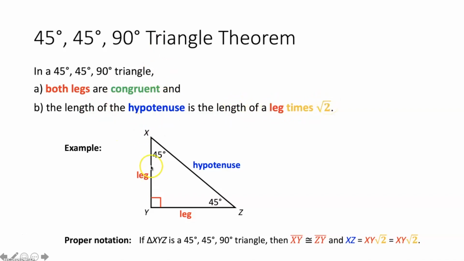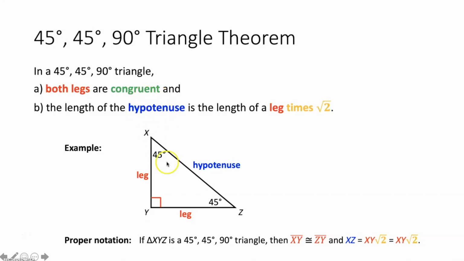So all this is saying is that if you have a right triangle, it's a right triangle because one of the angles is 90 degrees, and the two acute angles are both 45 degrees, then the two legs of your right triangle, the two sides that are adjacent to your 90-degree angle, are going to be congruent to each other. So in this particular figure, segment XY is congruent to segment ZY.